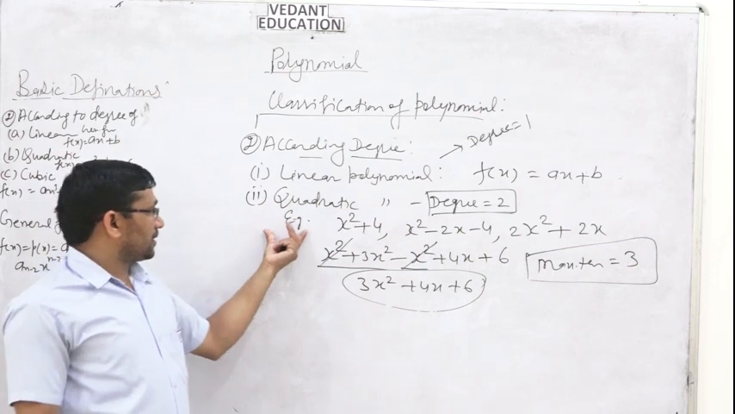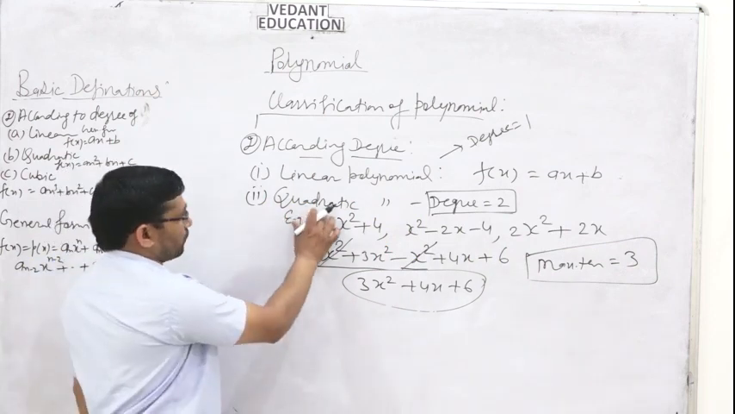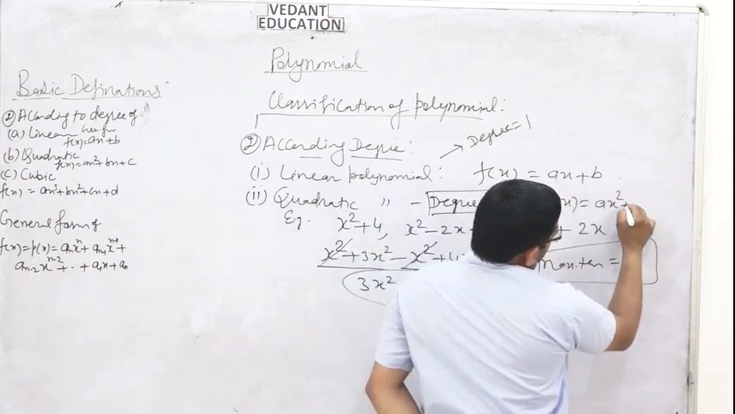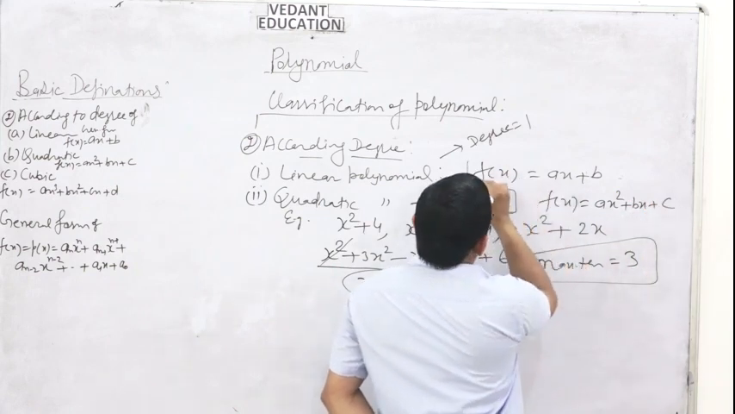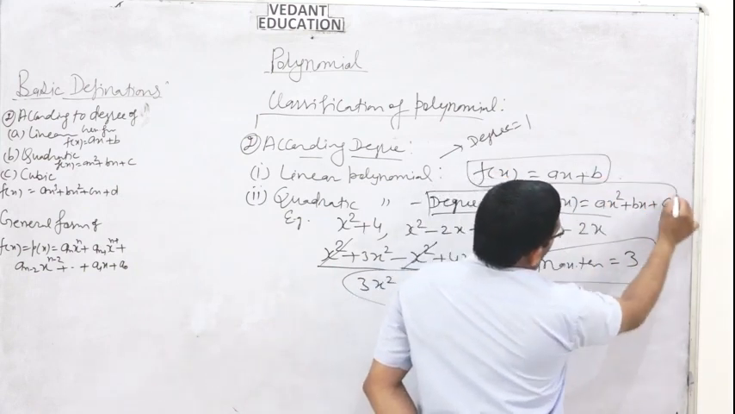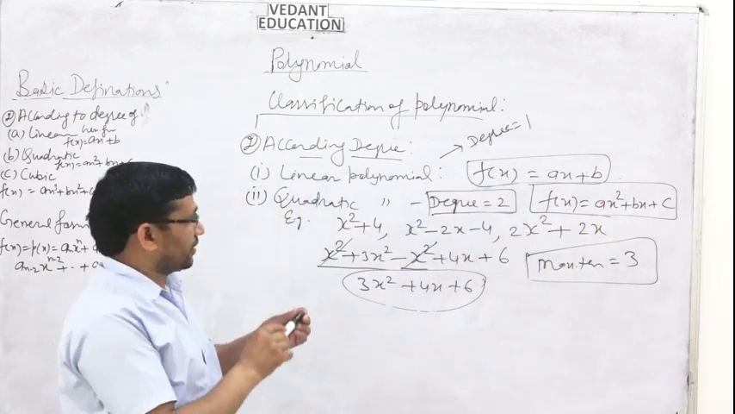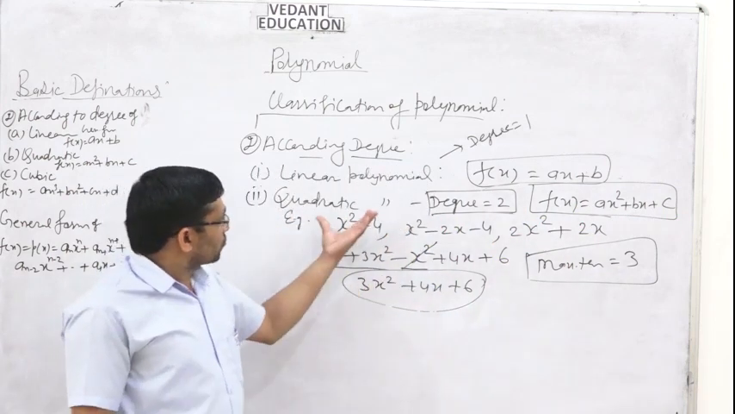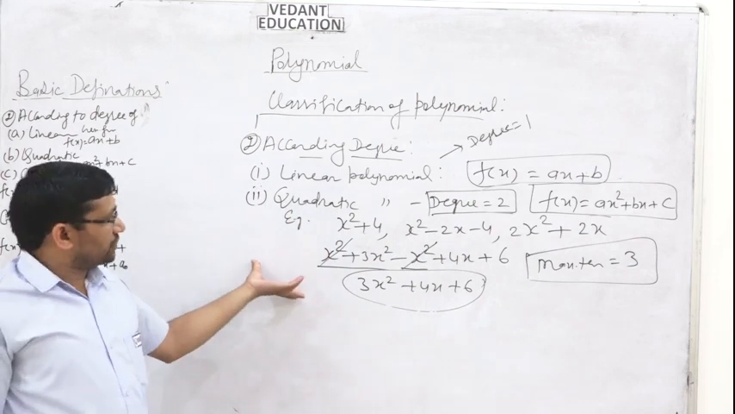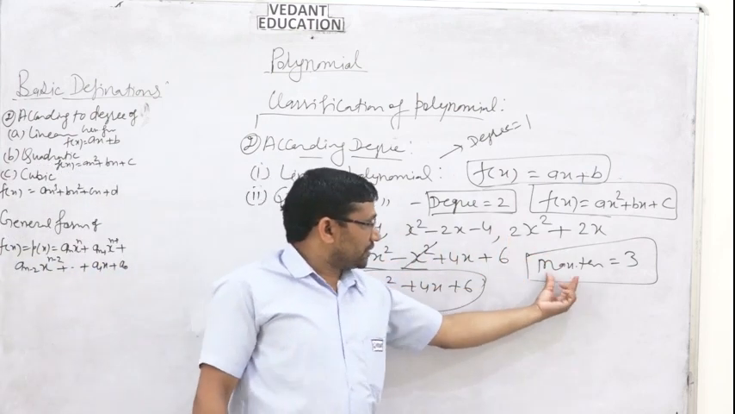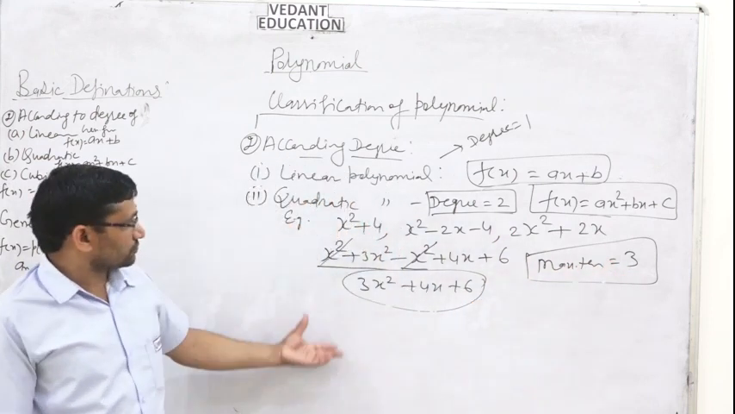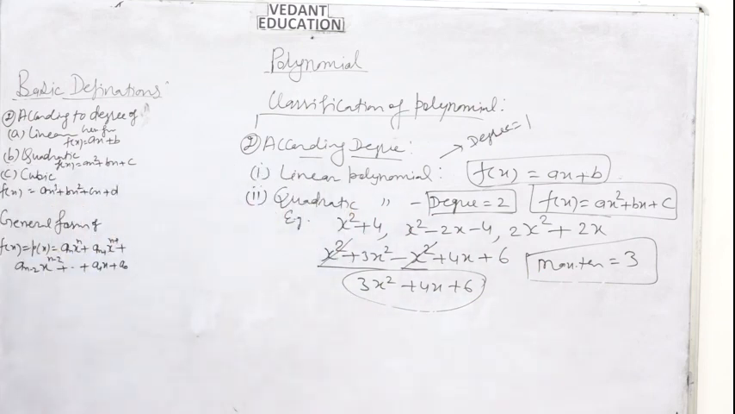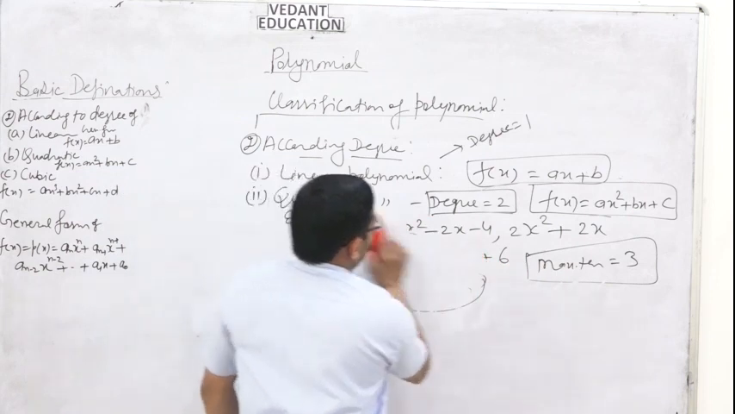We can easily write the general form of quadratic polynomial: f(x) is equal to ax square plus bx plus c, where a, b and c are constants and x is variable. So quadratic polynomial, the polynomial which has degree 2 and maximum number of terms 3. So this is quadratic polynomial.